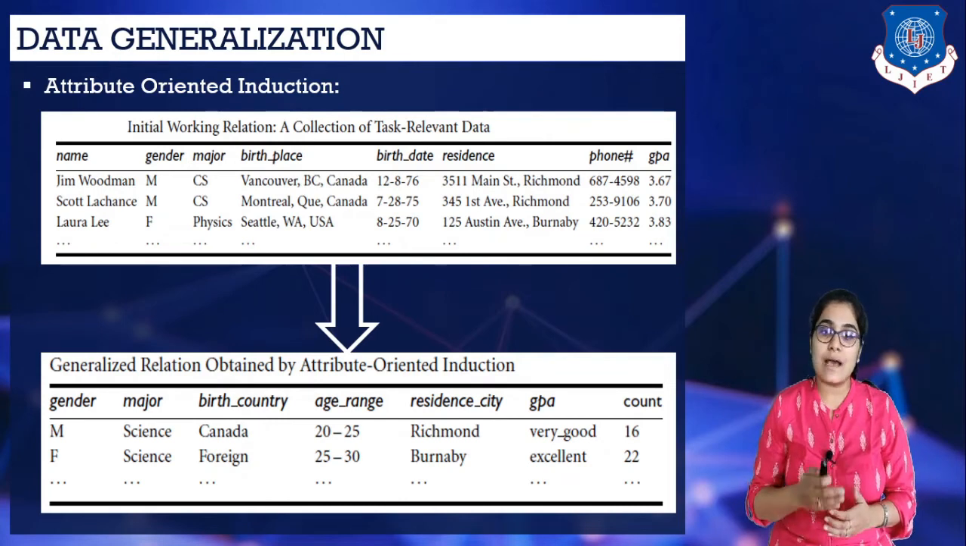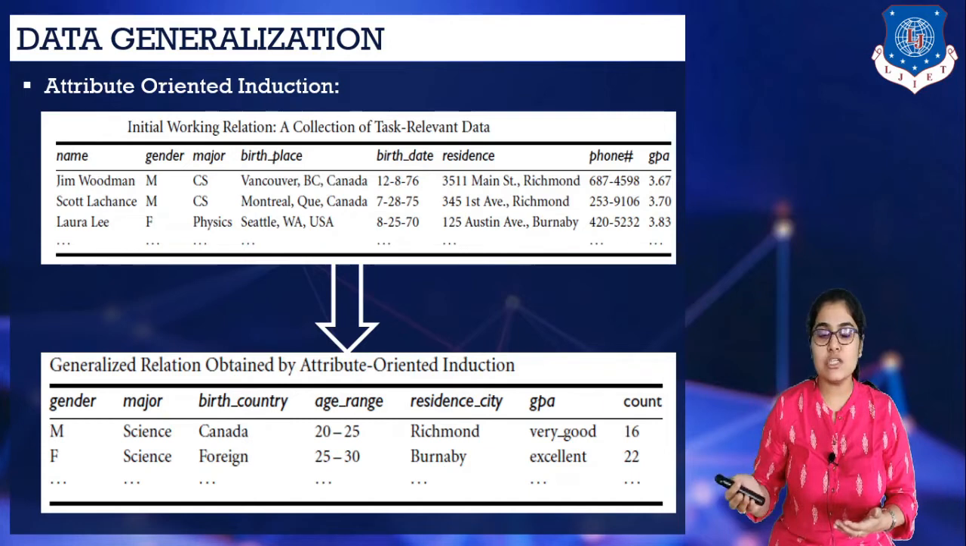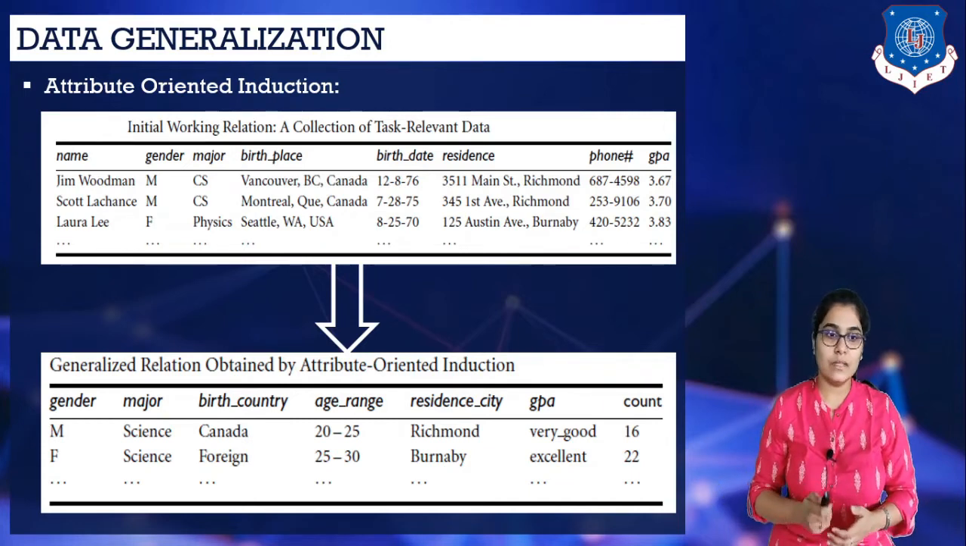GPA has a large set of different values, so we can generalize it into intervals, or else we can give labels to the intervals like very good, excellent, average, and so on. So this is how we have performed attribute oriented induction on each of the attributes on the initial working relation and gotten the generalized relation as a result.